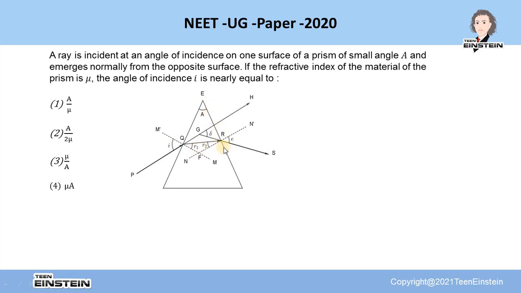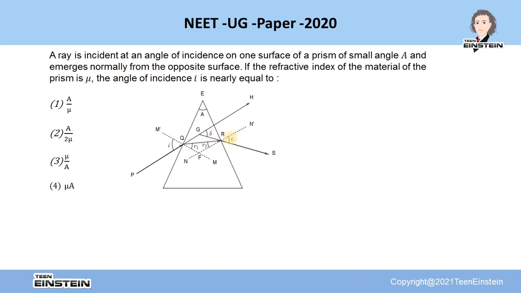This is called opposite interface to this first one, and from here the ray emerges out of the prism, and therefore there will be a deviation of the path of the ray. Anyway, here in the second interface, R2 is the angle of incidence, so E is called angle of emergence. Now, according to this question, the ray emerges normally from the opposite surface.